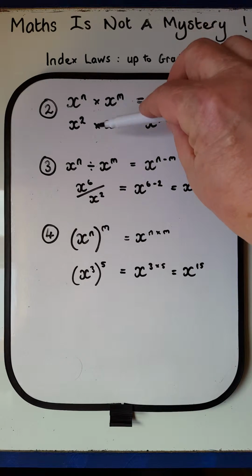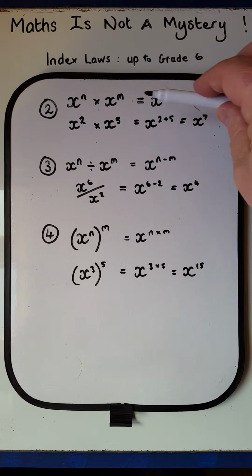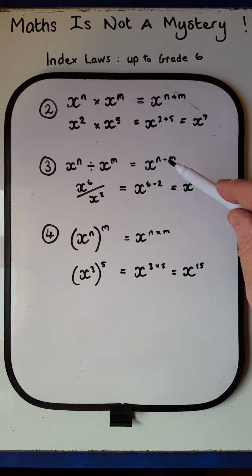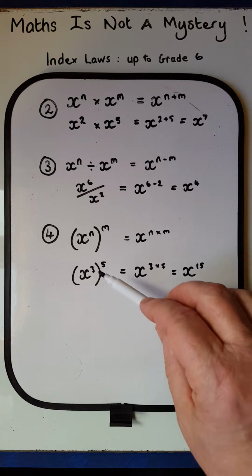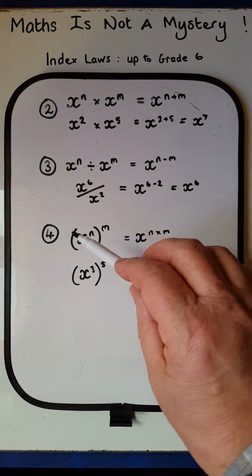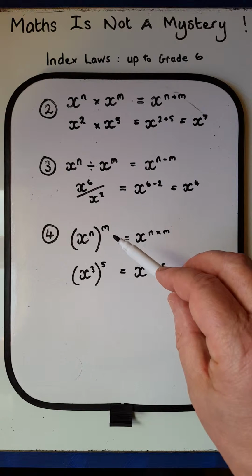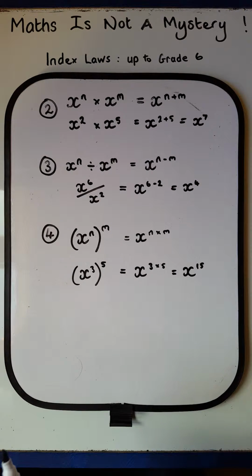Okay, so multiplication sign in between them, we add the powers. Division sign, we subtract the powers. Brackets, where we're multiplying what's inside the bracket by what's outside the bracket, then we multiply the powers.